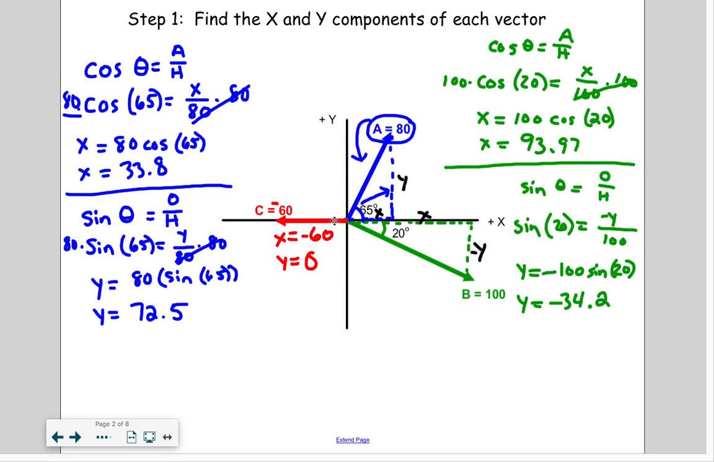The angle in this case would have been 180 degrees measuring from the x-axis. So I could consider this to be 60 times the, in this case it'd be like the cosine of 180, which is giving me the negative 60, because cosine of 180 is negative 1. And then I could also look at this being the sine of 180, which gives me 0.